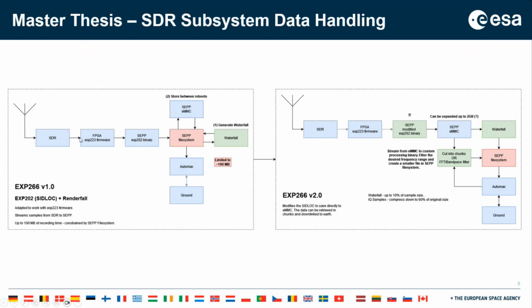It streams the samples thanks to FPGA firmware to the SEP, to the experimental computer, and on the experimental computer it is processed by a special binary. But the binary so far, as it was developed in the experiment 202, was saving directly to the SEP file system. And only after the recording has finished, we could store it to the eMMC and persist it between reboots. But we did not gain anything in terms of the extra eMMC memory.